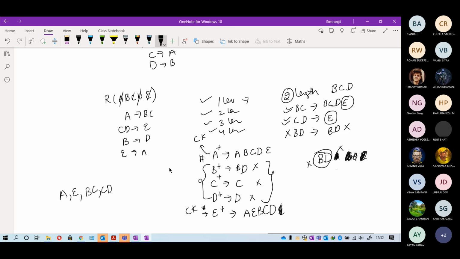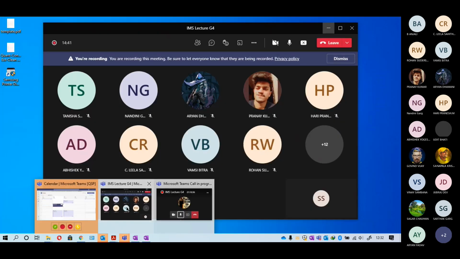Okay, any doubt till here, because it is a very important part. Without it, you will not be able to get the normalization. Any doubt till here? Okay, so we will discuss the normalization in the next part.